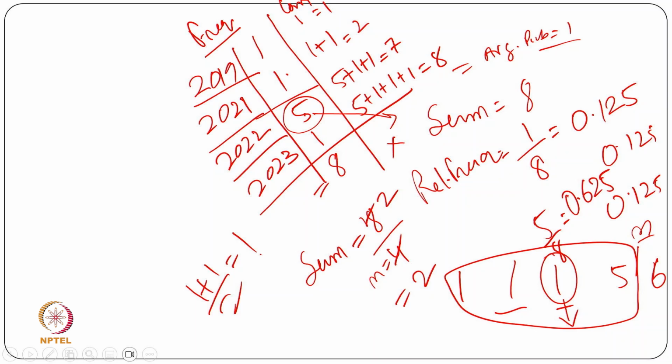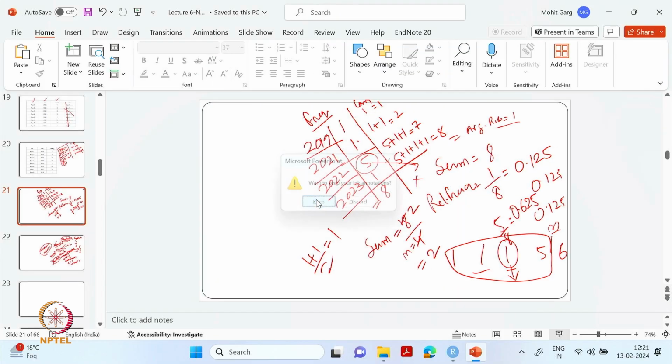If we see, our mean was 2, but our median is 1. How will we calculate this in R? Let us see now.